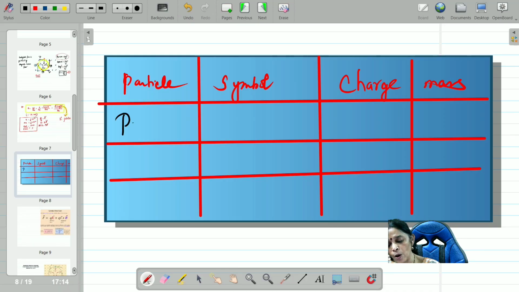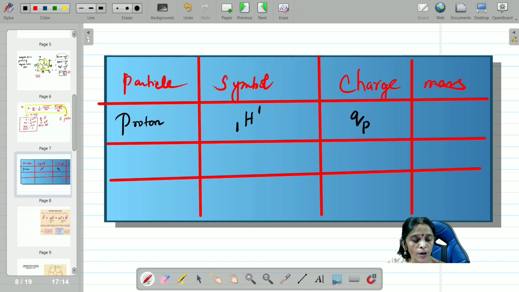First, I'm going to take proton. Proton is a positively charged particle, children. Symbol is H11. What do you mean by this? This is nothing but charge. And the superscript is there, no? That is mass. So let me take this as QP, charge, and mass is MP.